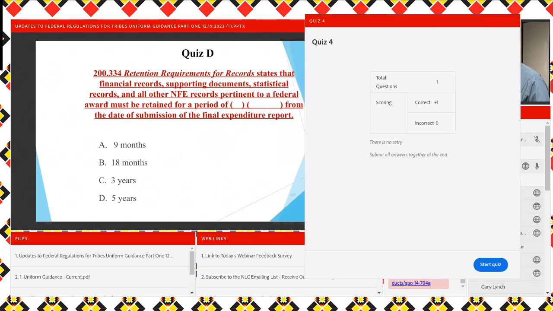There we go. Retention requirements for records states that financial records, supporting documents, statistical records, and all other non-federal entity records pertinent to the federal award must be retained for a period of blank blank from the date of submission of the final expense. We just talked about that. What would the answer be according to the uniform guidance? Now let's just jump right into it because we just talked about this less than a minute ago. They say 3 years. My humble opinion, you need more than 3.